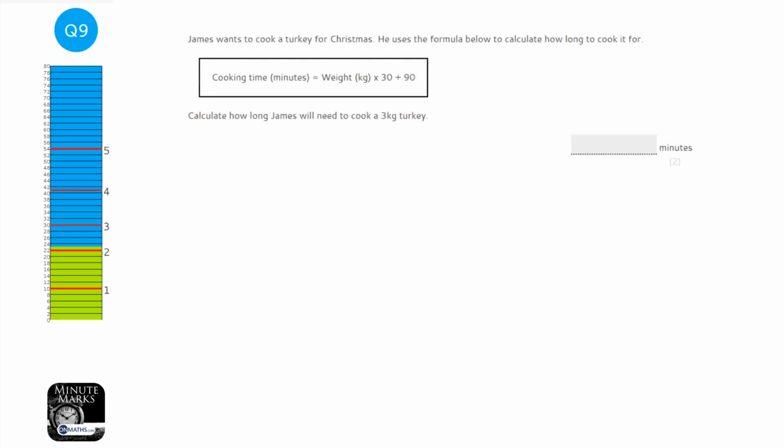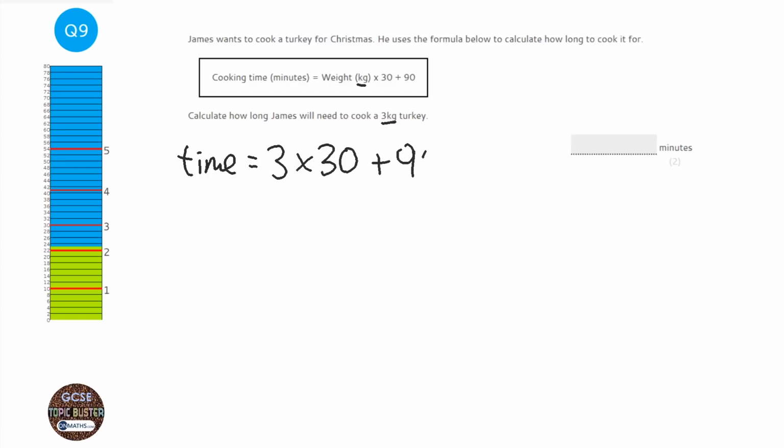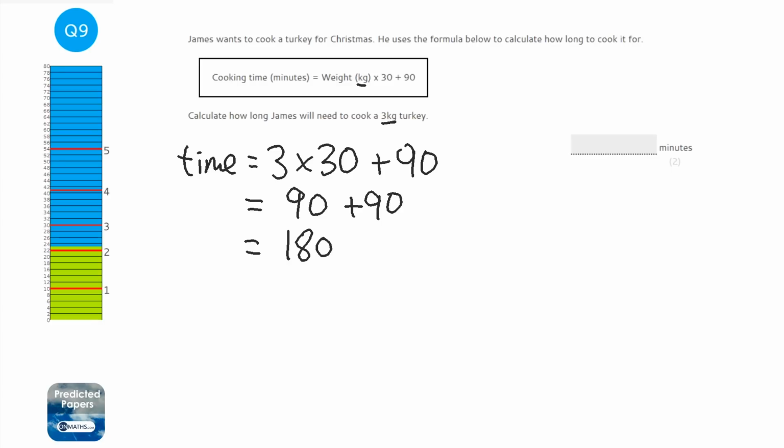So we're given a basic formula to work out how long this turkey is going to take to cook. It says that the cooking time, so we can just call that time, is the weight, which is a 3 kilogram turkey, and just check that the units are the same, which they are. So it's 3 times 30, then add 90. 3 times 30 is 90. 90 plus 90 is 180. Now just double check that it wants it in minutes. Sometimes it'll ask for it in hours. Well, it says it wants it in minutes, so 180.